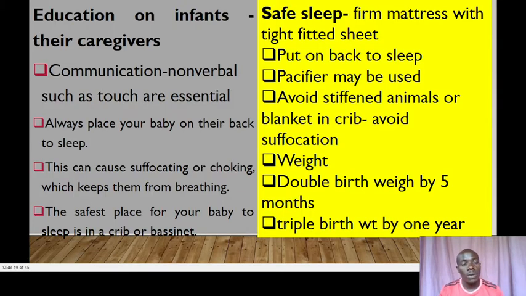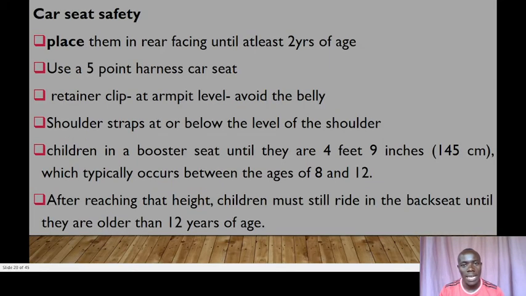Remember, when you look at the weight of the infant, I think we have already mentioned this: it should double at 5 months and triple at 1 year. Car seat safety is very key, especially in the US, where you need to ensure that children are in a booster until they are around 145 centimeters, which typically occurs between ages 8 and 12. But on reaching this, children must still ride in the back seat until they are older than 12 years of age.